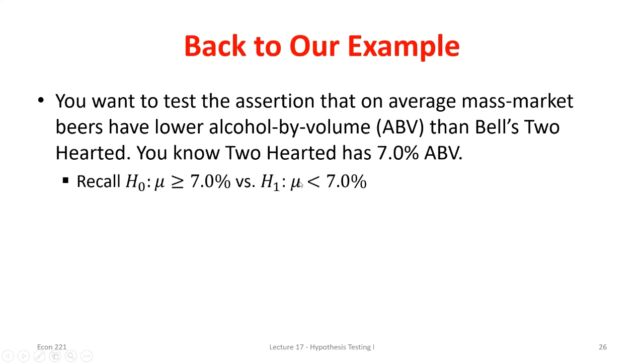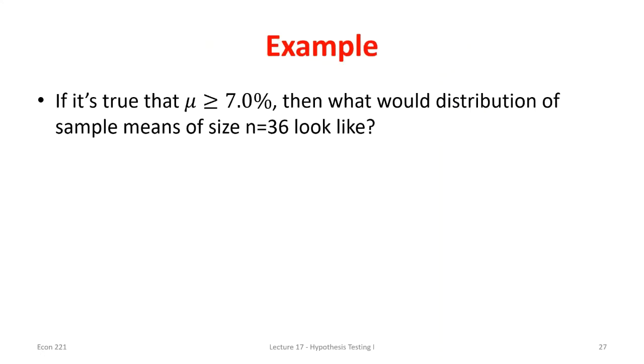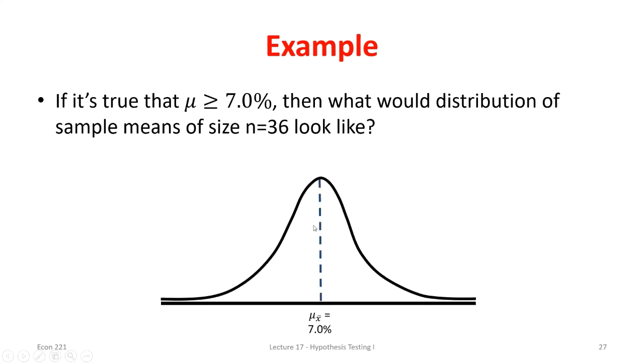But what type of tailed test would we have here? We have a less than sign in the alternative hypothesis. So it's a less than or a left tailed test. So if I took samples of size 36, what would this distribution look like? Well, I think I drew it out earlier.